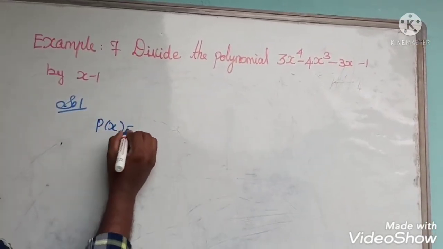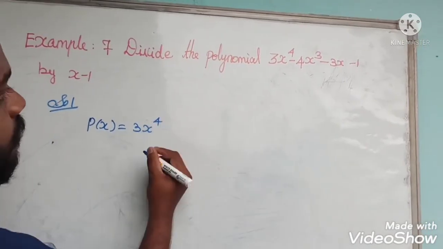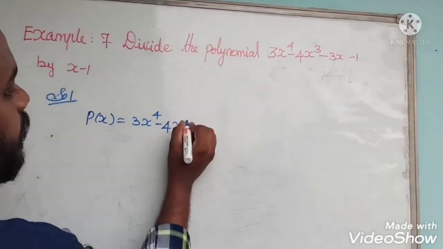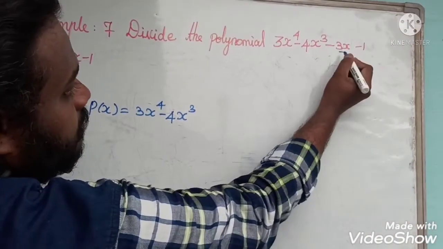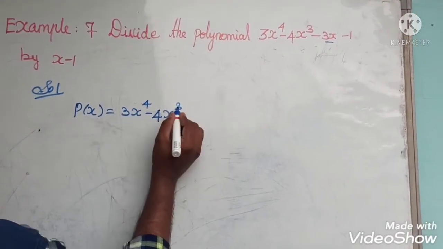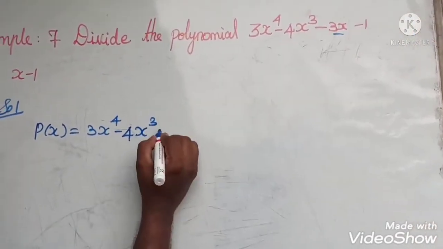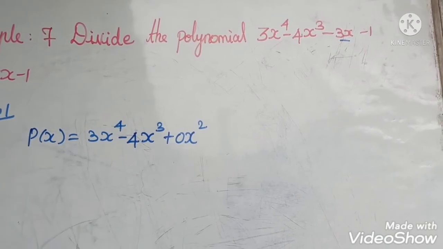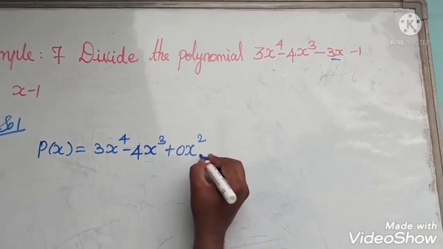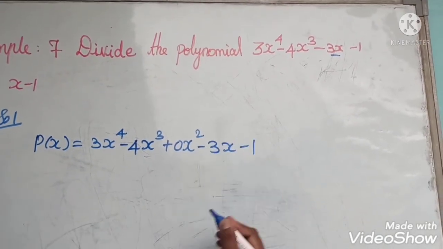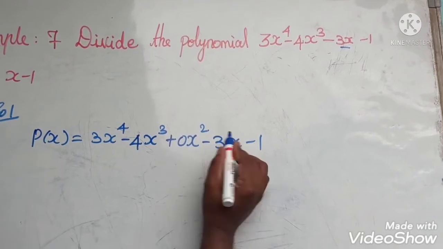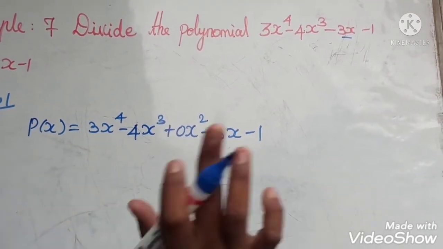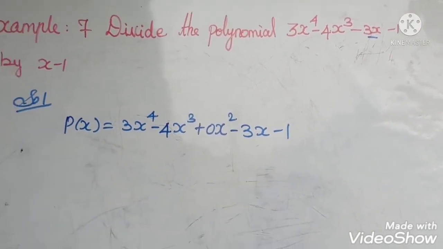So p of x is equal to 3x power 4 minus 4x cube. Here you see x power 4 is there, 3 is there, but the power 2 is not there. Because of that I put 0x square. From the first time onwards you have to arrange everything. So minus 3x minus 1. Now you see all the exponents are there: 1, 2, 3, 4. There is no confusion at all while you divide.